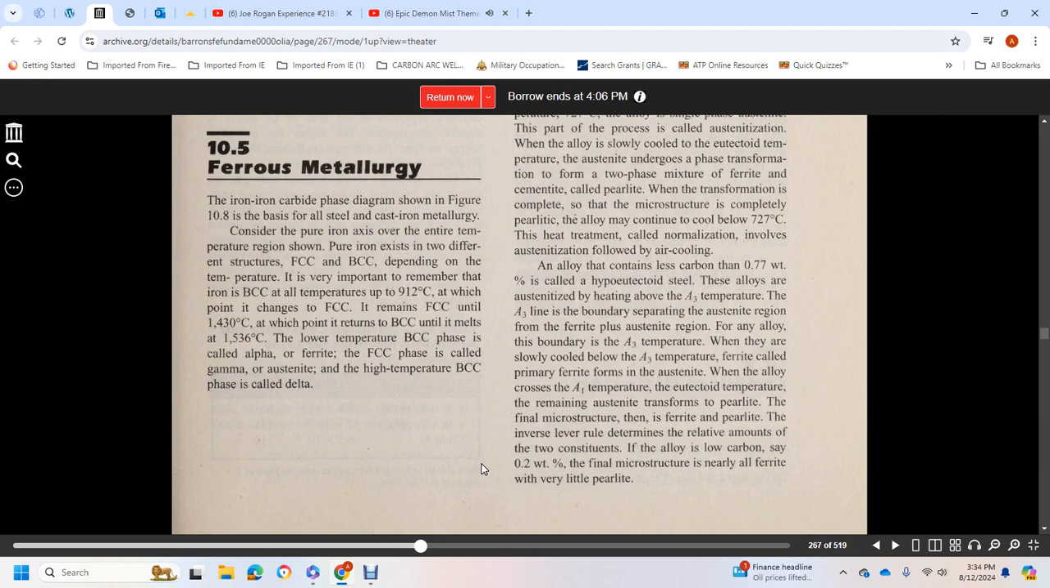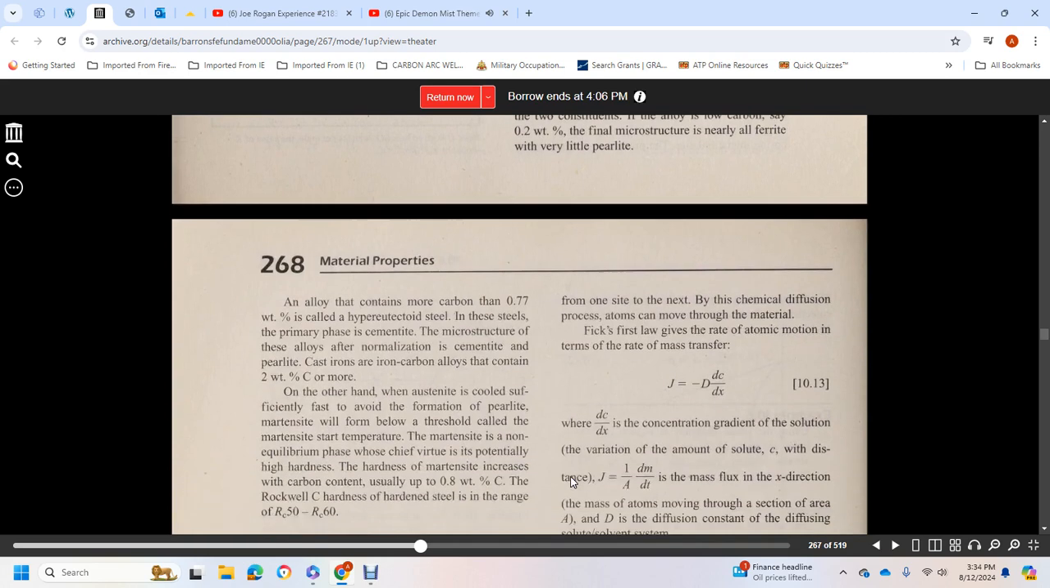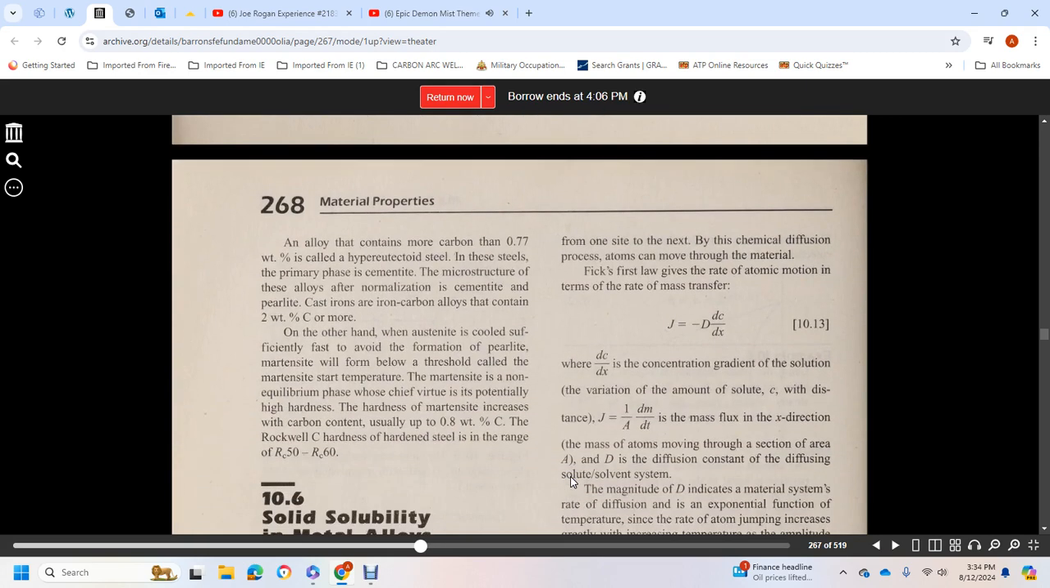If the alloy is low carbon, say 0.2 weight percent, the final microstructure is nearly all ferrite with very little pearlite. An alloy that contains more carbon than 0.7 weight percent is called hypereutectoid. Within these steels the primary microstructure is cementite plus pearlite. Cast irons are iron-carbon alloys containing 2 weight percent carbon or more.